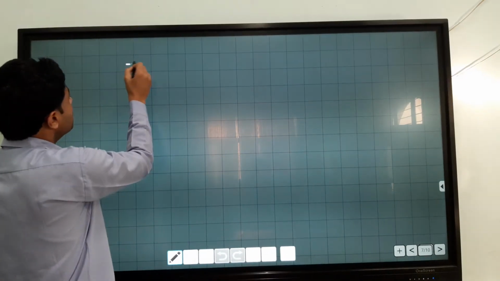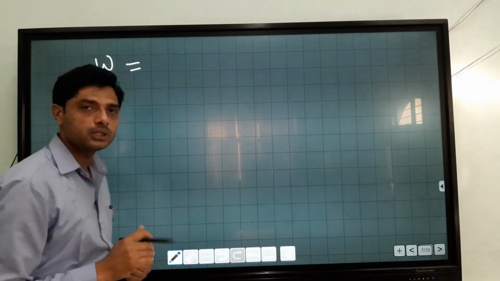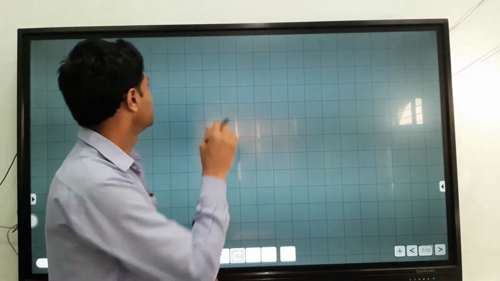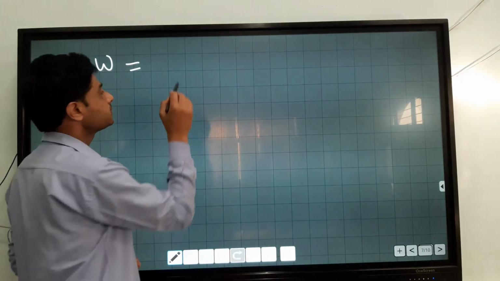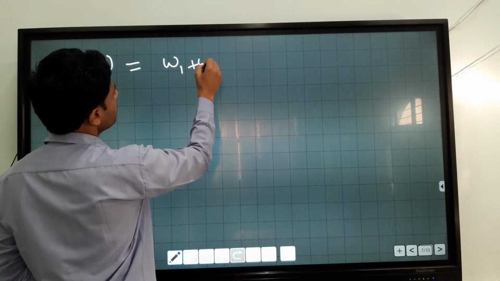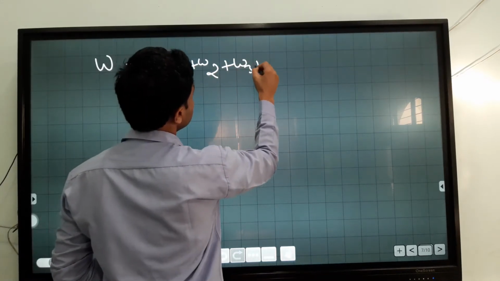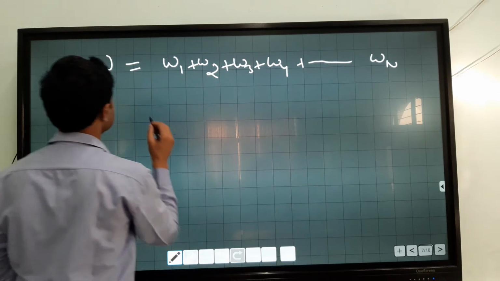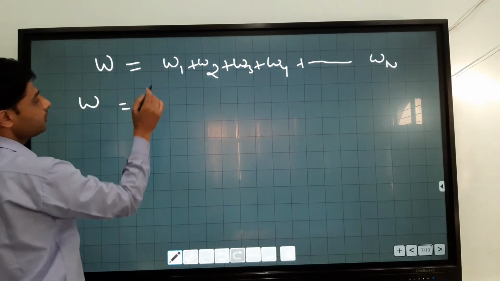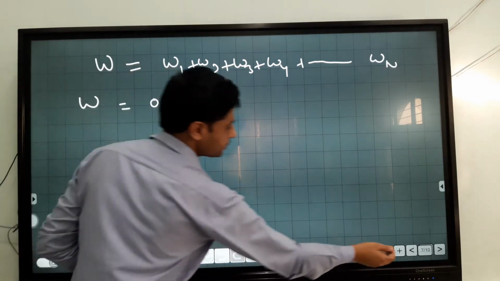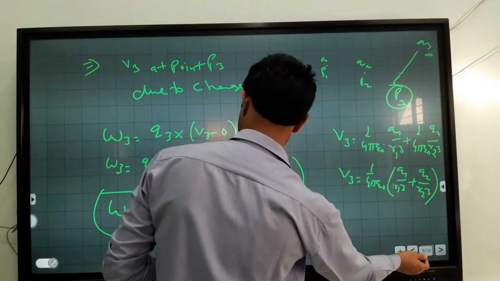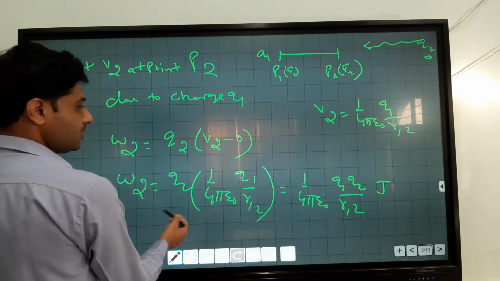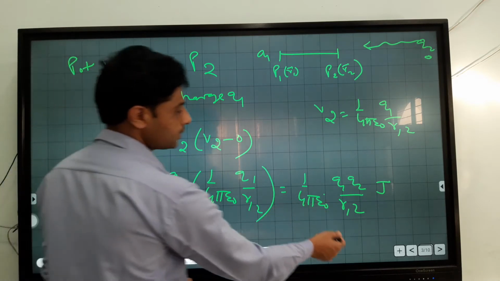So the total work done W is equal to the algebraic sum of the work done for each charge. It means W equals W1 plus W2 plus W3 plus W4, and so on up to Wn. The value of W1 is 0, and the value of W2 is 1 upon 4 pi epsilon naught Q1 Q2 upon R12.